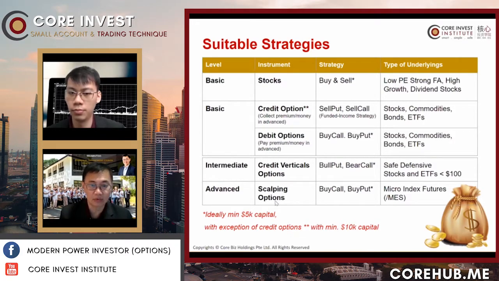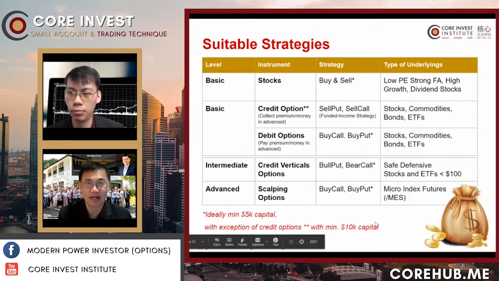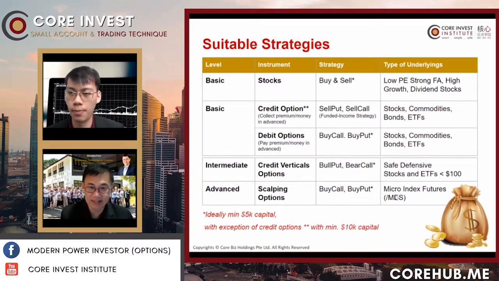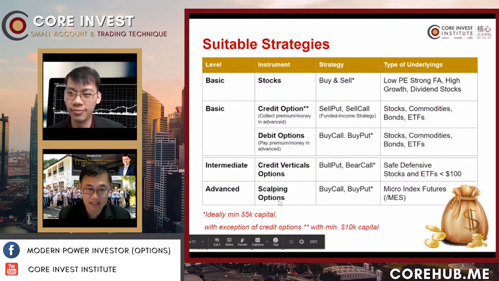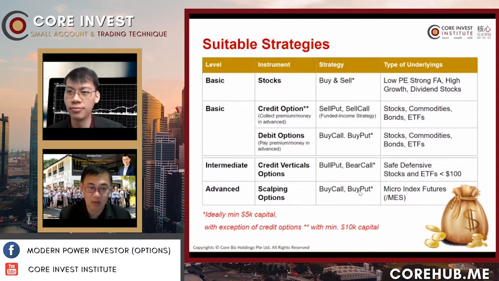But for our own purpose, we like to do it on the indexes, like the S&P. Usually S&P futures and index are a little bit more expensive. But today, available in the market are the micro index futures. This allows us to use very small capital to do advanced scalping. And for that, you use buy call and buy put. These are all debit options again.